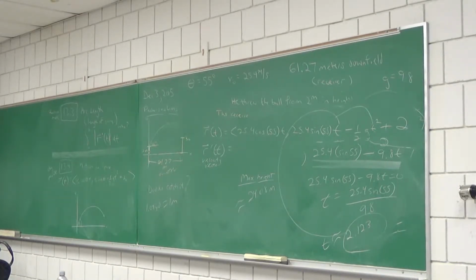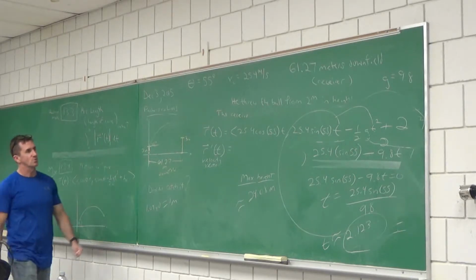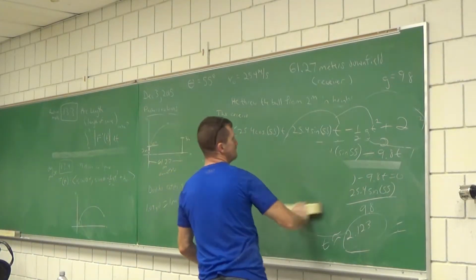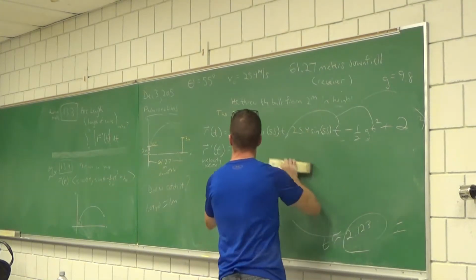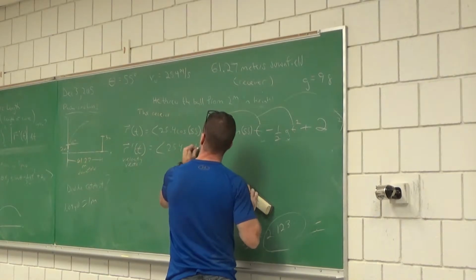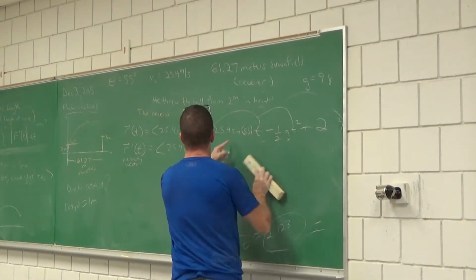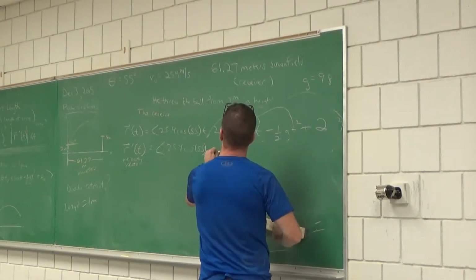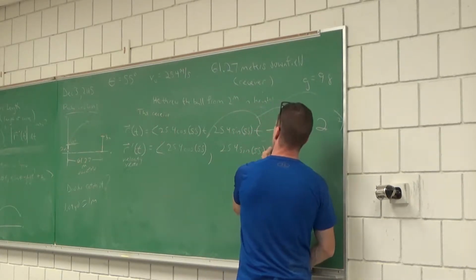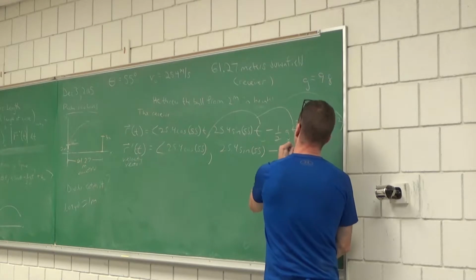We'll see. I'm going to write this out. I need R prime of t, and then I need the magnitude of it. What was the R prime of t again? 25.4 cosine 55, and then 25.4 sine of 55 minus 9.8t.